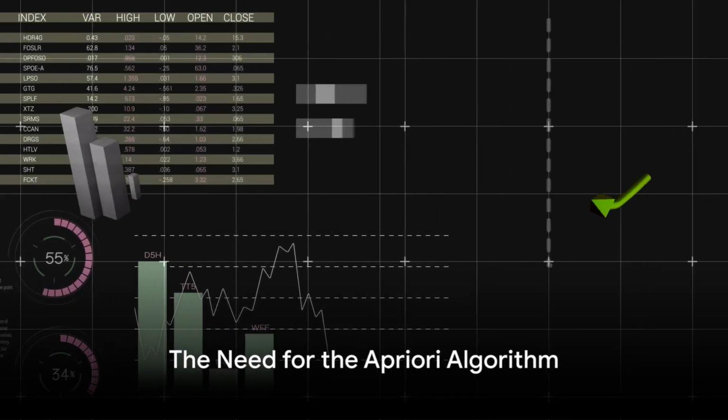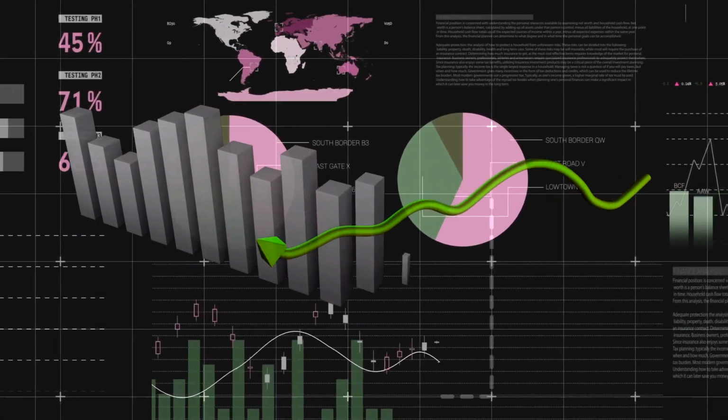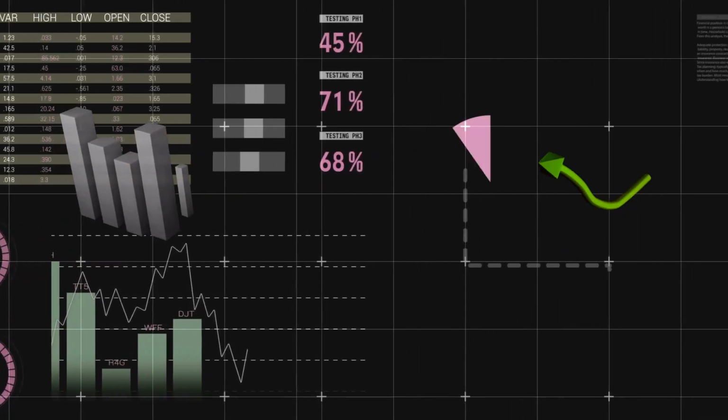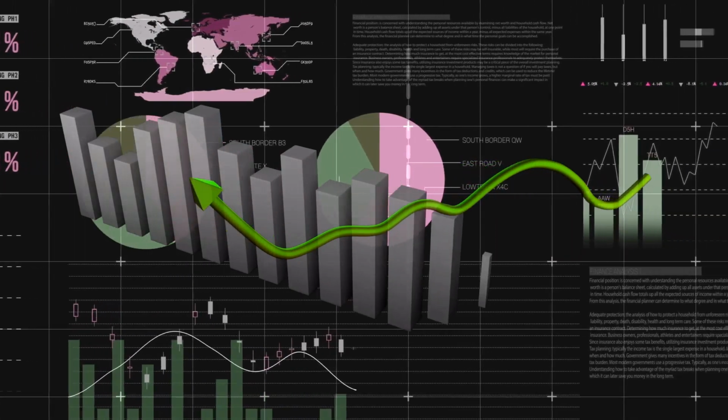Now, imagine a supermarket. It's filled with thousands of items. If we tried to generate association rules for every item, we'd quickly find ourselves drowning in combinations. This is where the Apriori algorithm comes to our rescue.